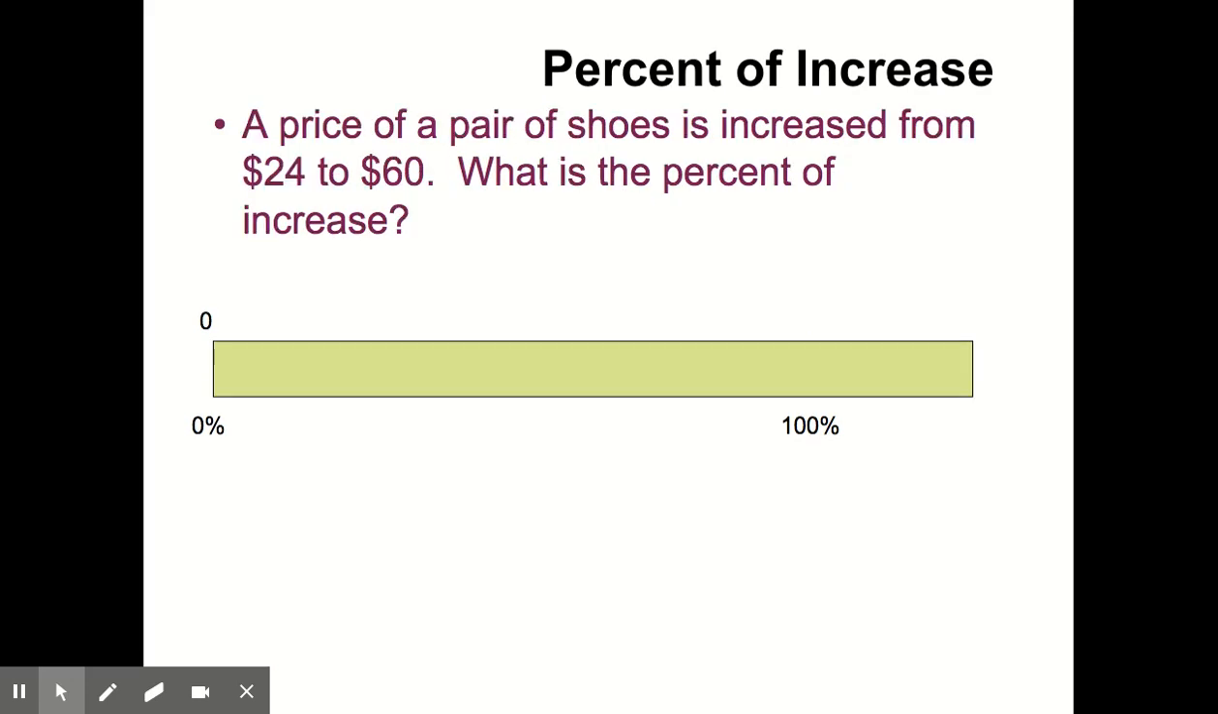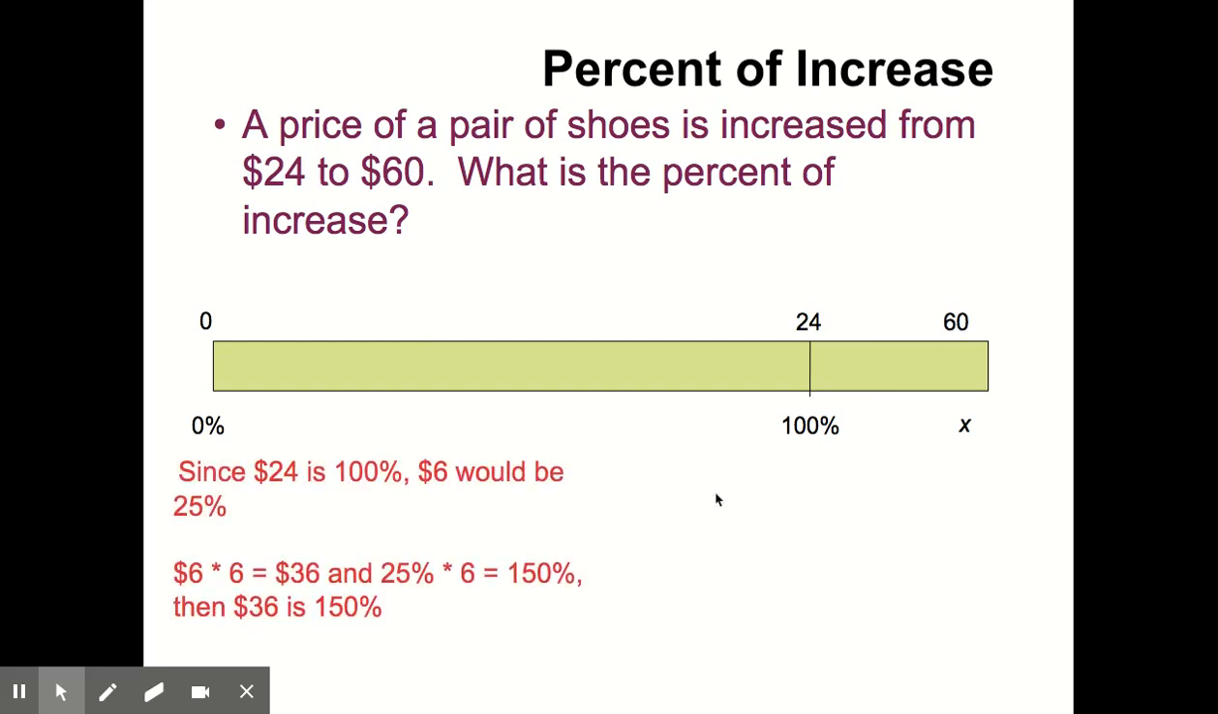All right, so let's do one more. The price of a pair of shoes is increased from $24 to $60. What is the percent of increase? Using our tape diagram or our number line, we're looking for 100%. The 100% would be the $24, and they increased it to 60. So we need to know what percent that is. To solve this, we have to think about what's the connection between 24 and 60. To go from 24 to 60, that's 36. And that's going to play a role in how I figure out my answer.